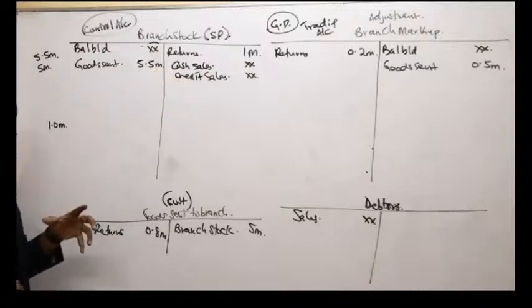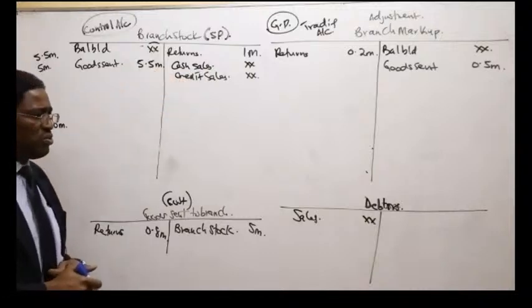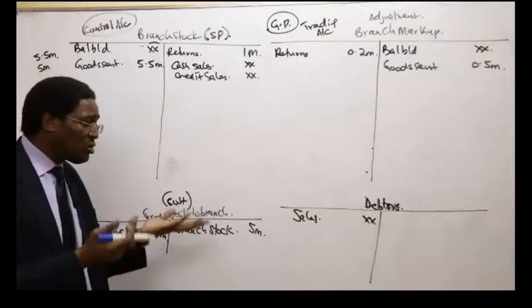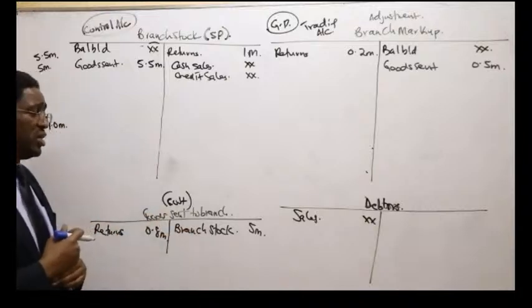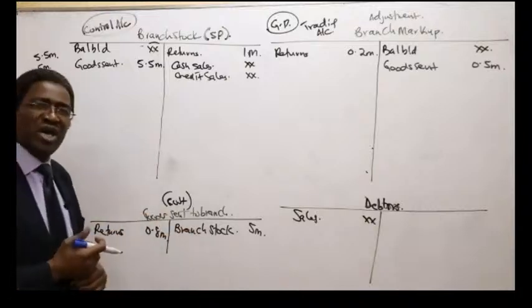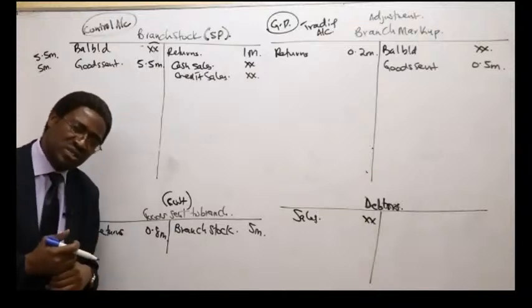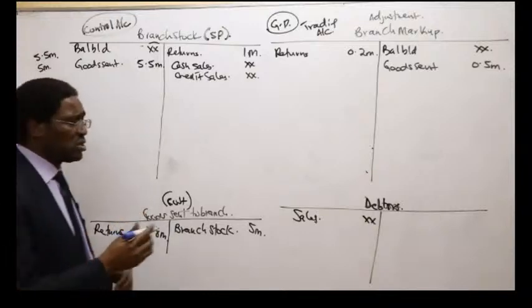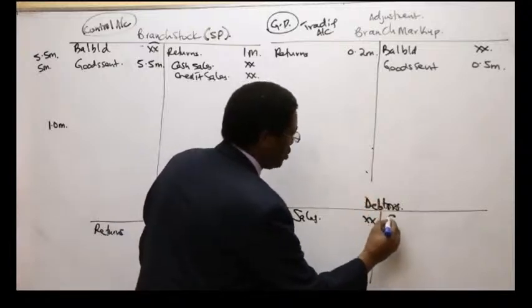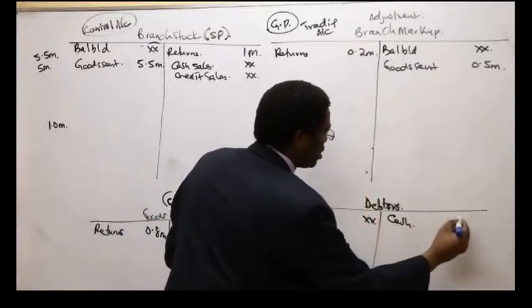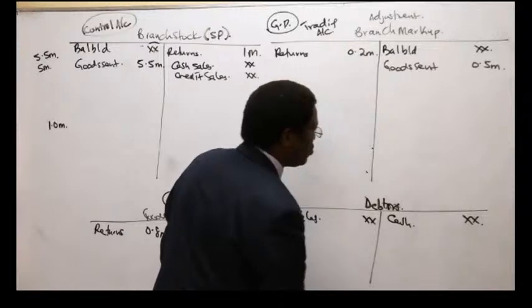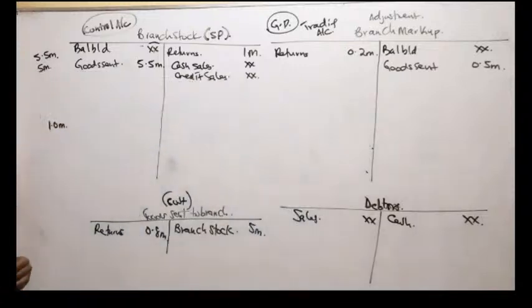Number four, now that the branch has sold goods to the debtors on credit, if we are receiving any cash from debtors, with cash received from debtors, of course, just like normal debtors, you normally debit cash and you credit debtors. With any cash received from debtors, that's our entry number four. You debit bank or cash and you credit debtors. That's our entry number four.